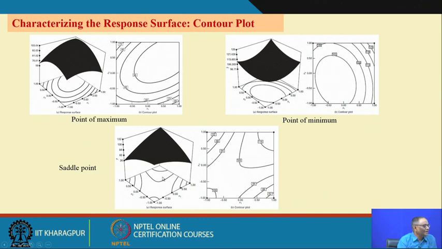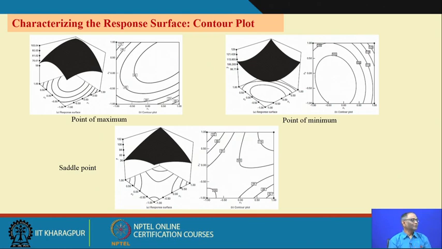But the third one, if you see the contour plot, you go in one direction like this, then 100 and 116, here 100, then 84, 68, 52, here 84, 68, 52. So, it is difficult to tell whether it is a point of maximum or point of minimum. So, it is a point which cannot be said to be either minimum or maximum. So, that is the saddle point.